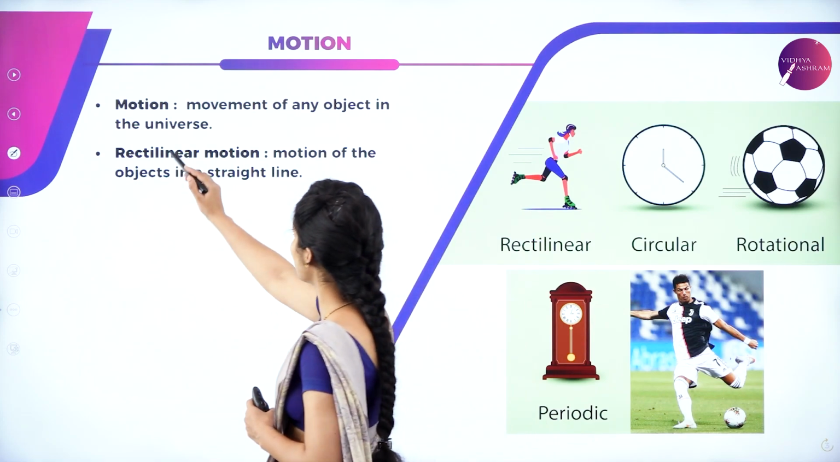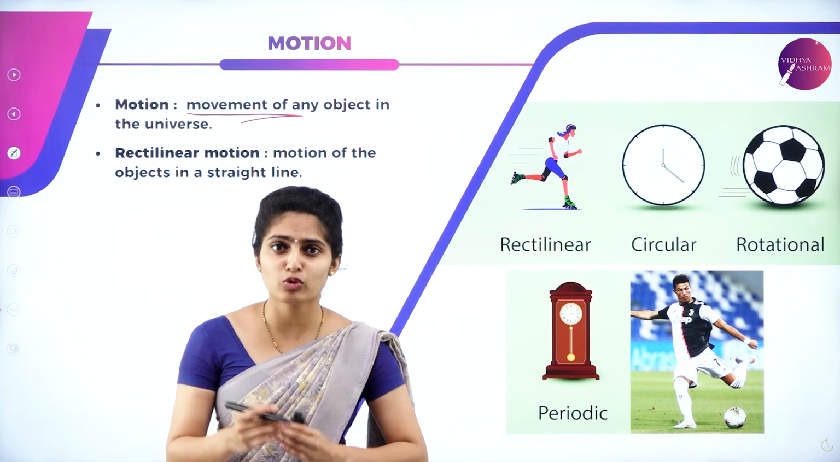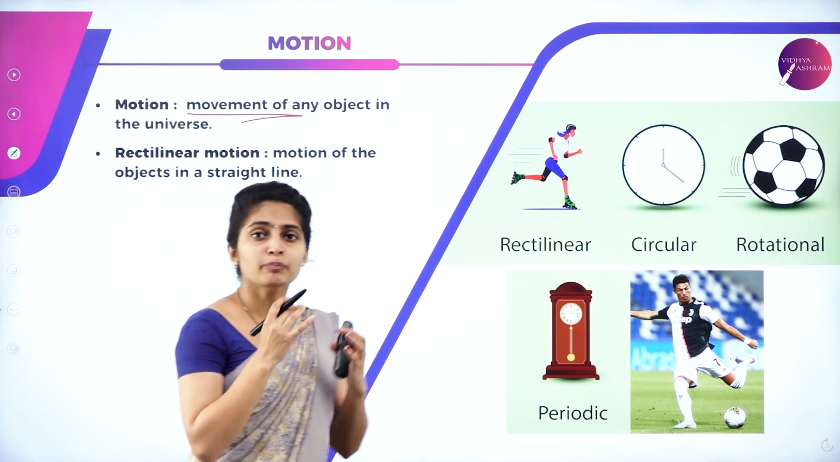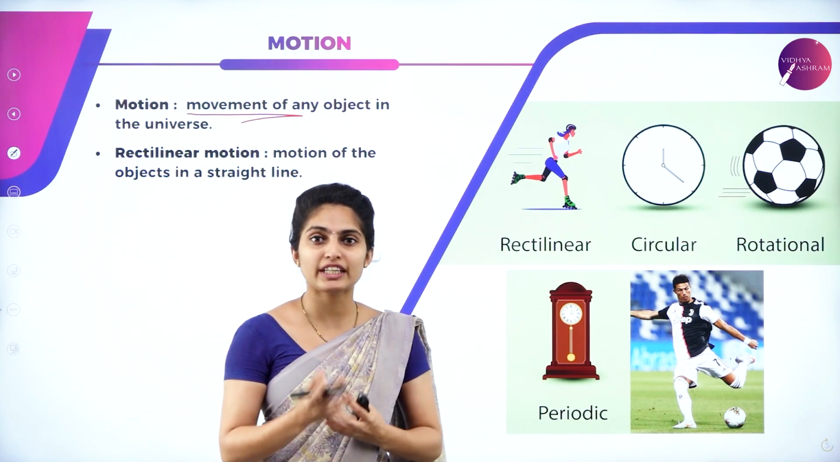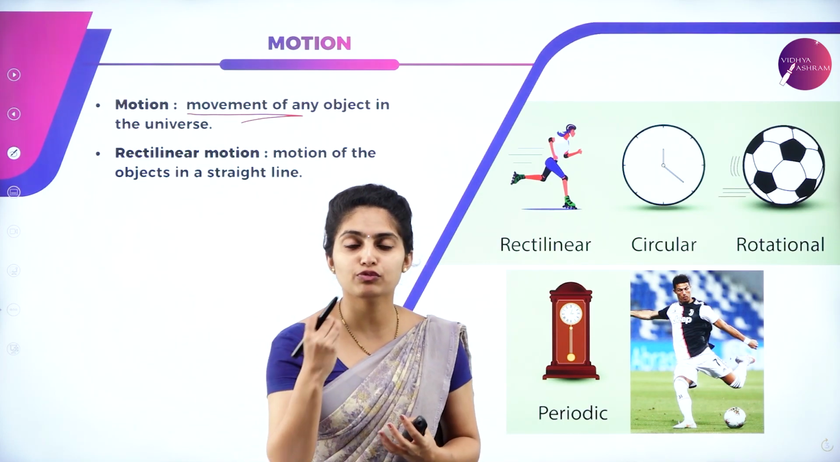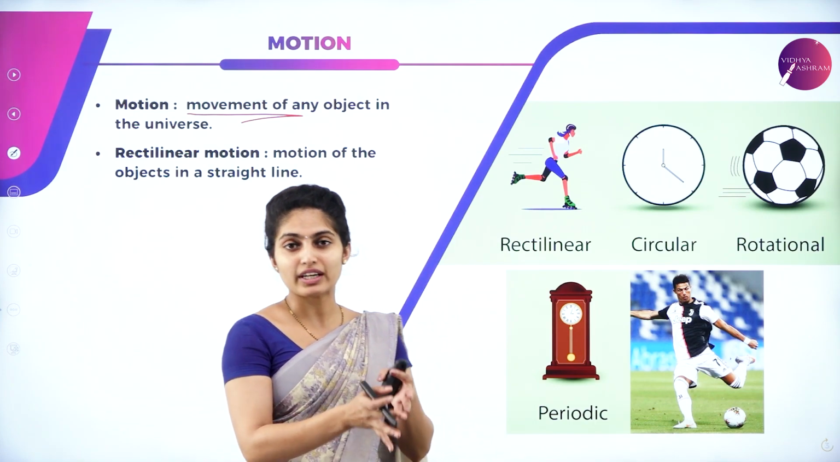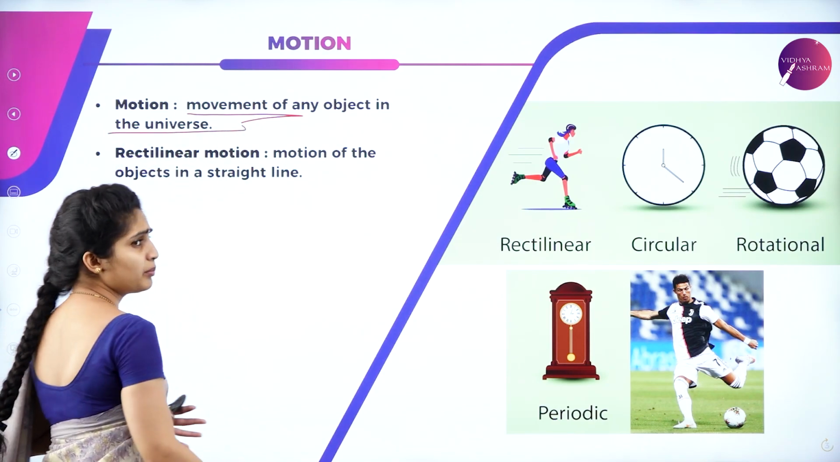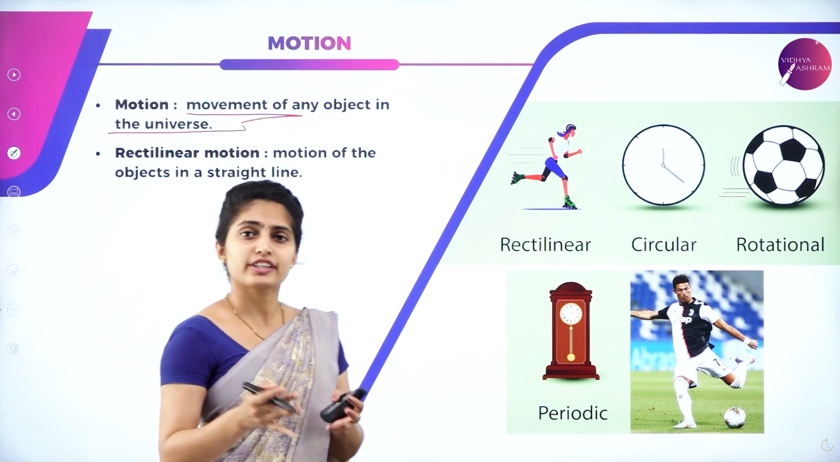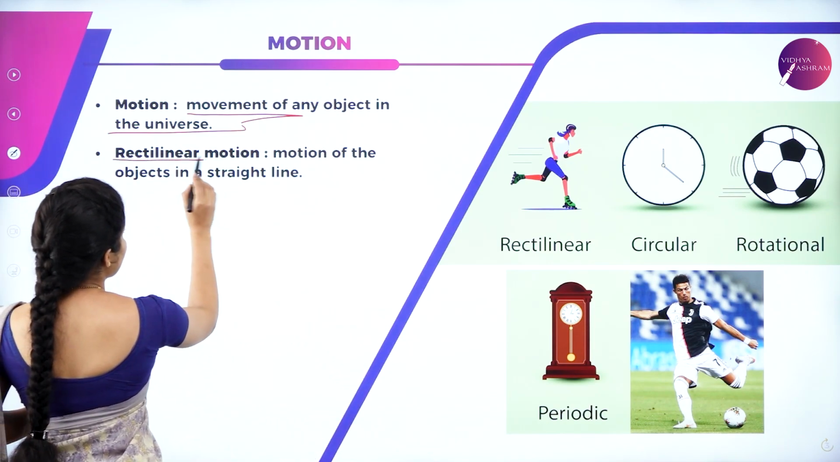So what is meant by motion? It means the movement of any object. Motion is always said to be a movement. Okay, movement or displacement of any object when a certain force is applied on an object which is at rest. That is called the motion. Motion of any object in the universe can be called a movement, or it can also be called a motion. Okay, so next, rectilinear motion.